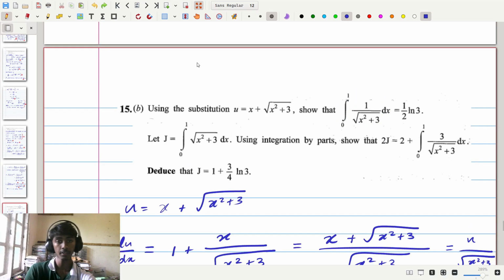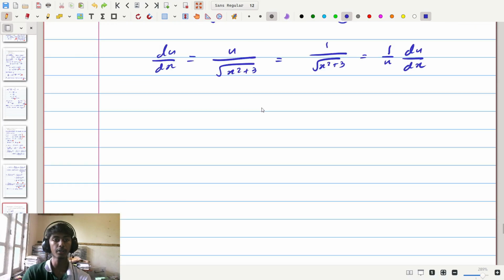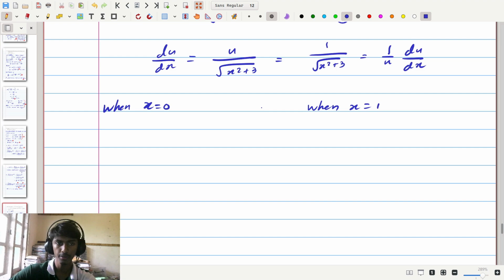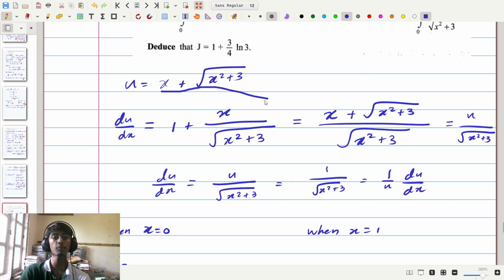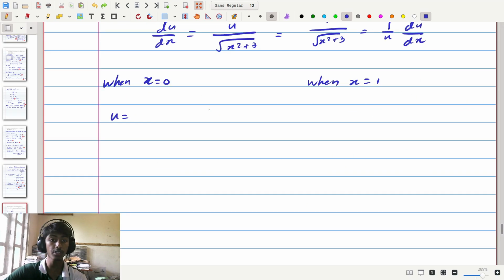So now finally, before we can substitute, we also need to find the values of u when x equals 0 and x equals 1. So we can go down here and say when x equals 0, we can find the value of u, and we can also do when x equals 1 and find the value of u. So for x equals 0 we have u equals x plus square root of x squared plus 3, which is going to be 0 plus the square root of 0 squared plus 3, which is just the square root of 3. So the answer here is square root of 3.